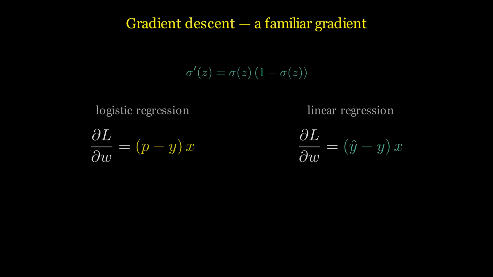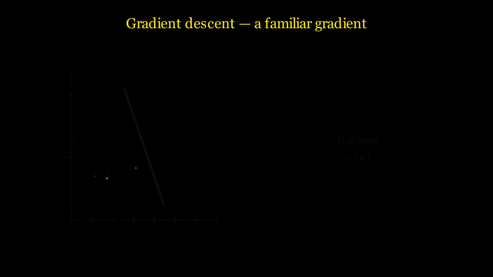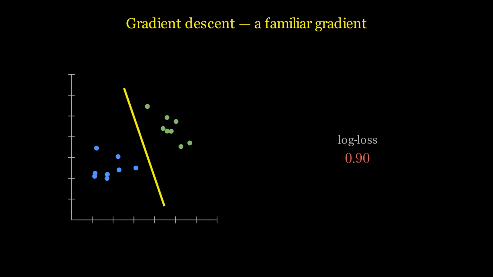So the boundary line just rotates and shifts step by step, driven by that gradient, until the sigmoid separates the two classes as well as it can, and the log loss stops dropping.